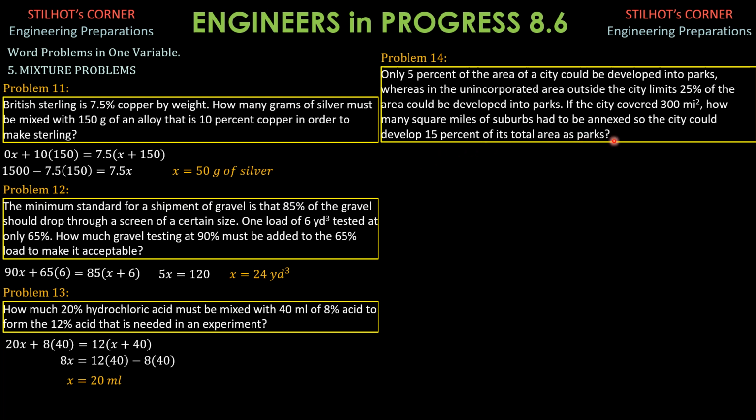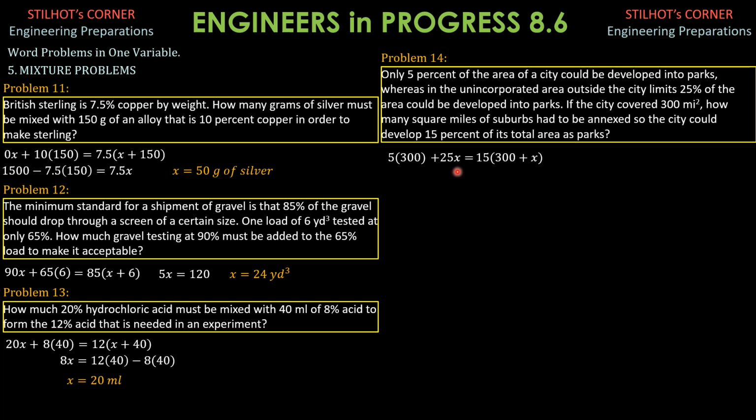So the question: how many square miles of suburbs had to be annexed so the city could develop 15% of its total area? So it is 25% times x. So for the city, 5% times the area, which is 300, plus 25% times x, is equated to 15% of the quantity 300 plus x.